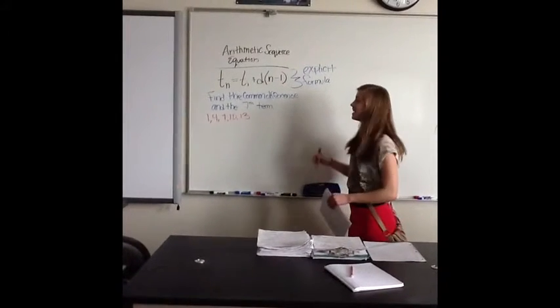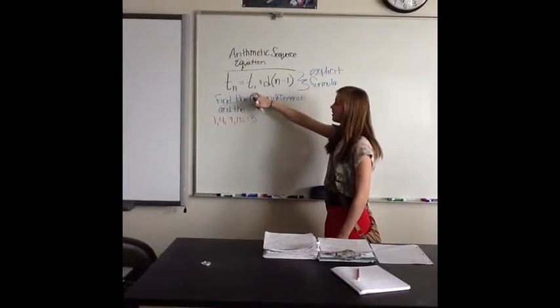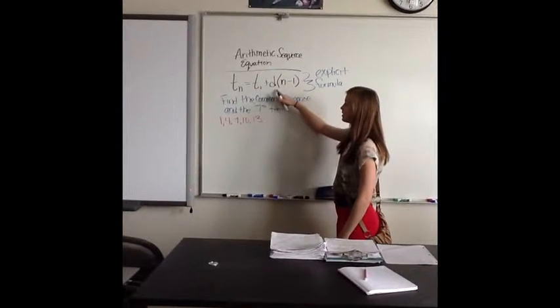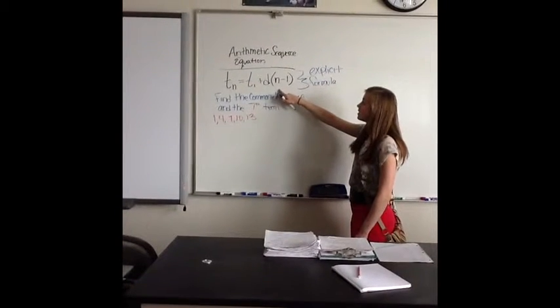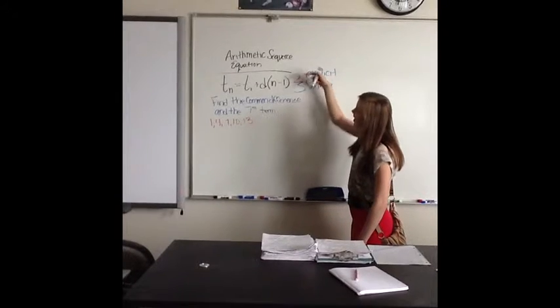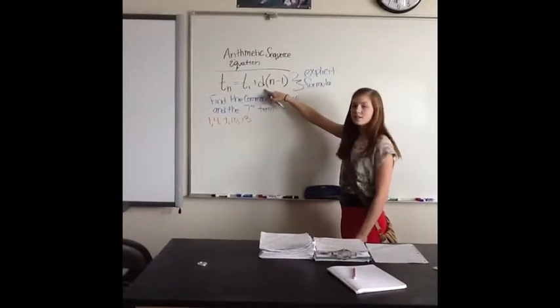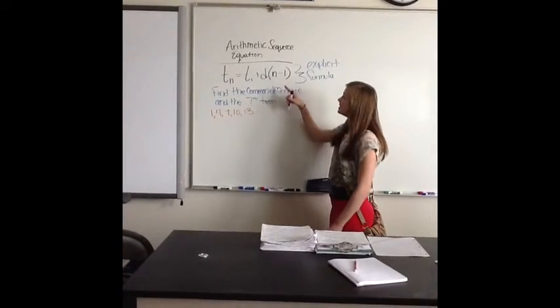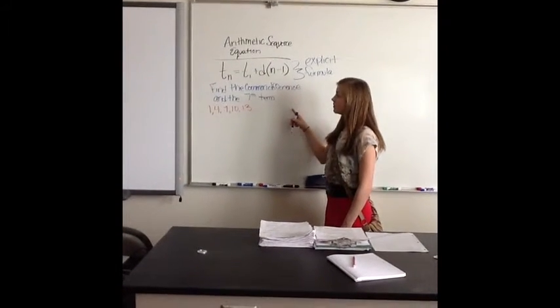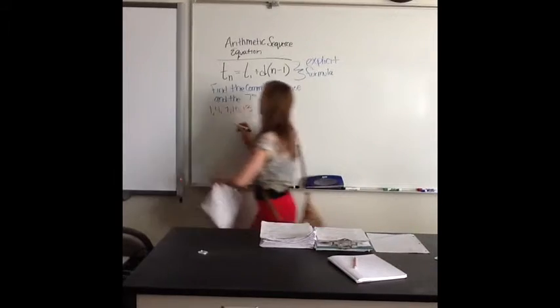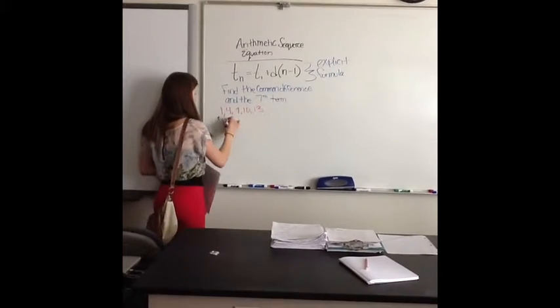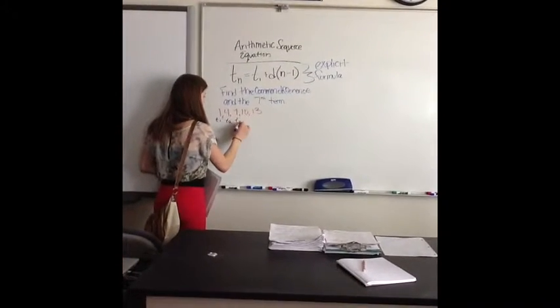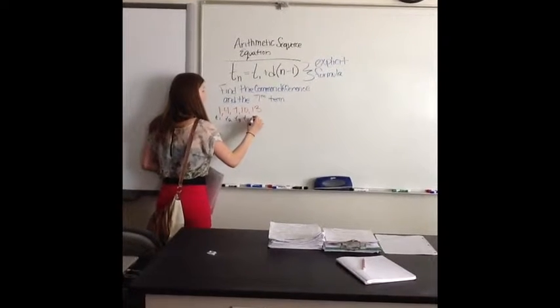arithmetic sequence. It's t of n equals t of 1 plus d times n minus 1. The d is the difference in between each number, and the n is the number of terms. This would be term 1, term 2, term 3, term 4, and term 5.